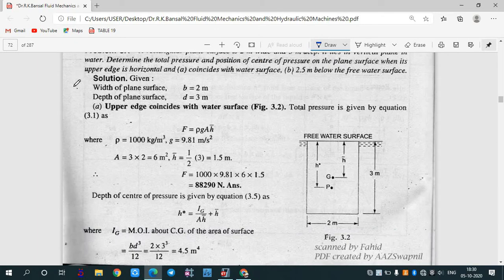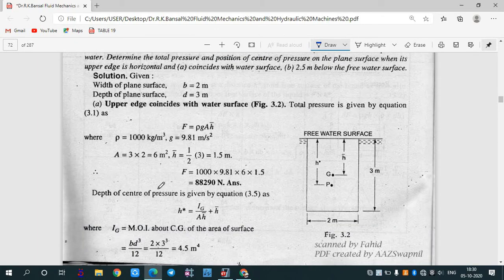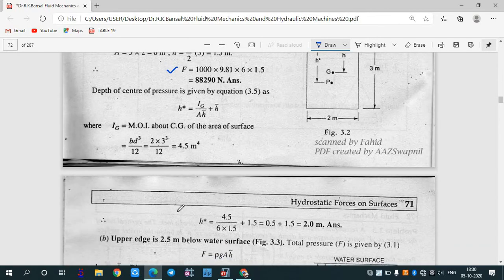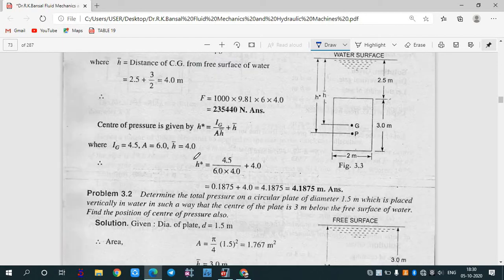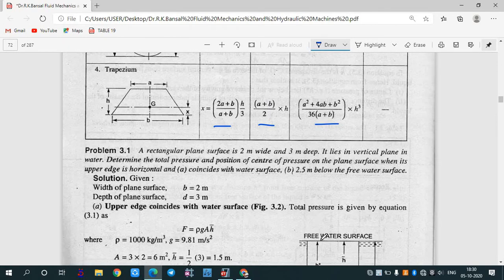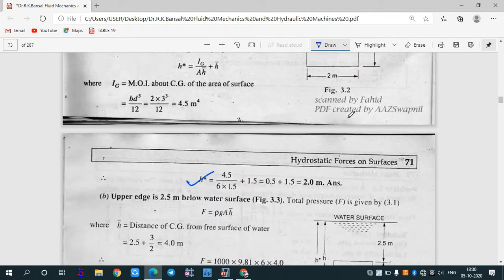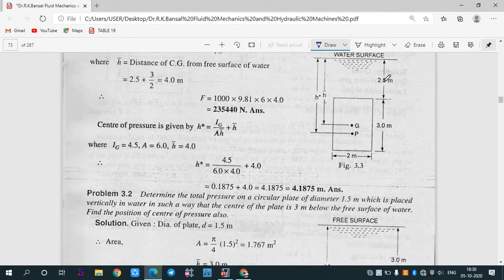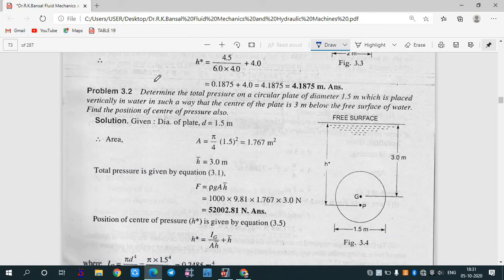We have done some numericals also. The first numerical was this. We needed to find the force and where all the forces are going to act, that is, the center of pressure. This we evaluated in the previous class. There were two cases: one when the object is on the free surface, and one when the object is 2.5 meter below the free surface. This was the first problem.